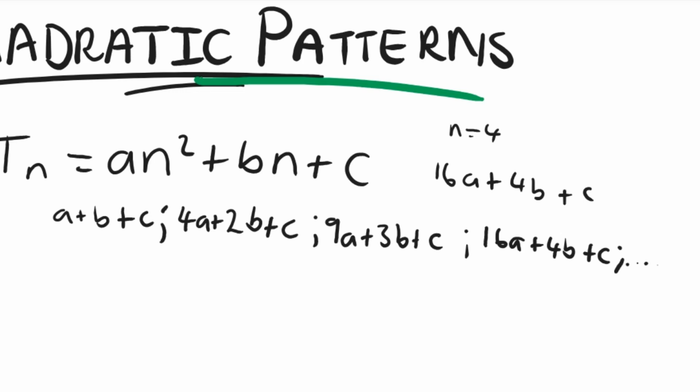So this is how the quadratic pattern is formed. That's why, when you solve problems, we always take the first term of that quadratic pattern to be a plus b plus c, to solve for a, b and c.